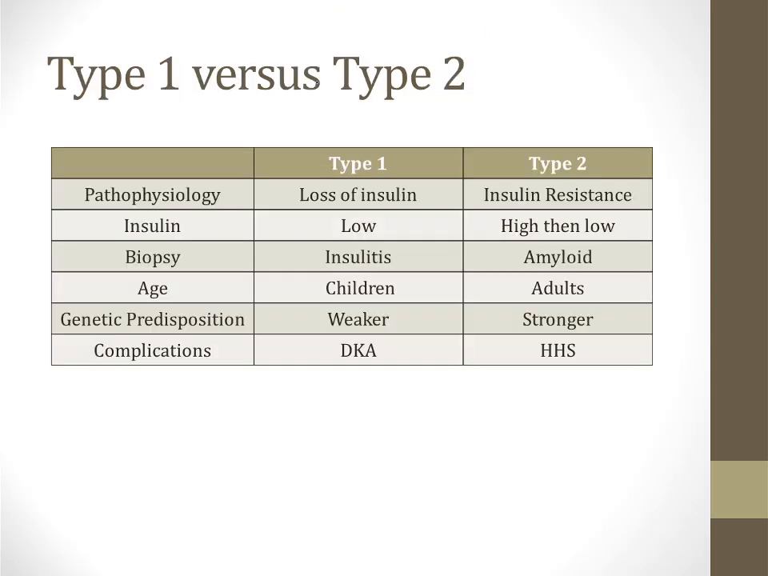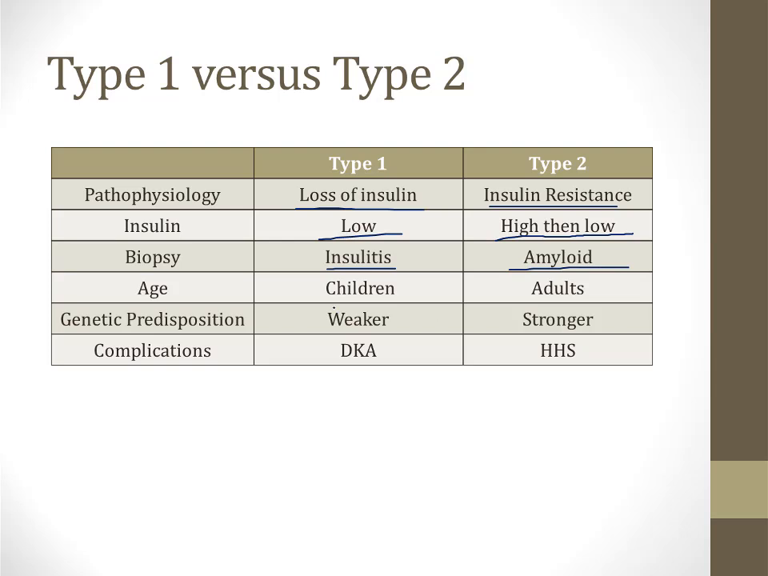I'll finish this module with this slide comparing type 1 and type 2. So remember that type 1 diabetes is caused by loss of insulin. Type 2 is caused by insulin resistance. The insulin level is always low in type 1. It can be initially high and then low later in type 2. On a biopsy in type 1 diabetes, you see insulitis, which is lymphocytes in the islets. In a biopsy in type 2, you see amyloid deposition.